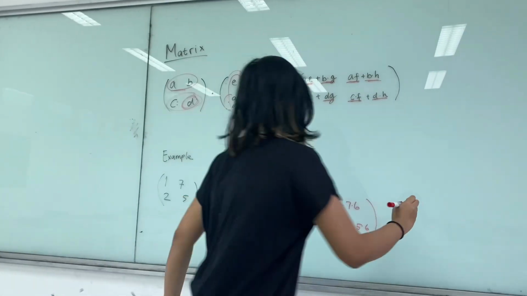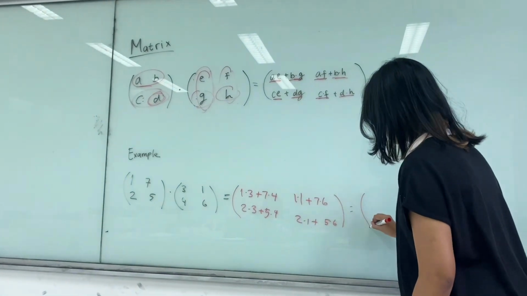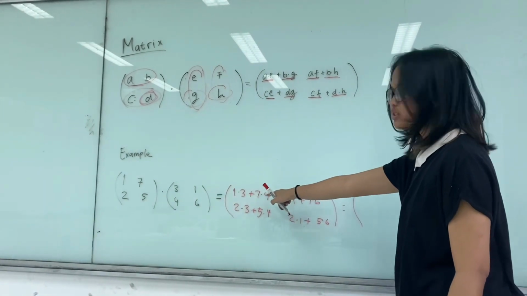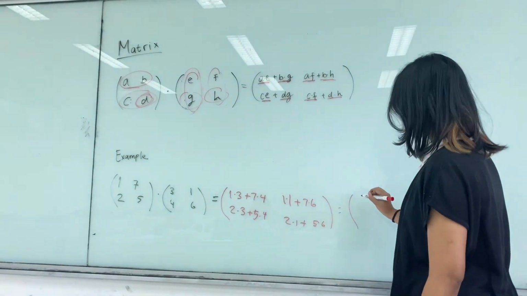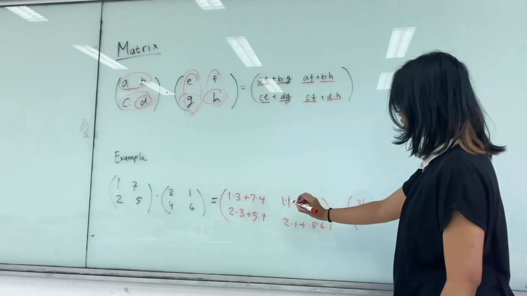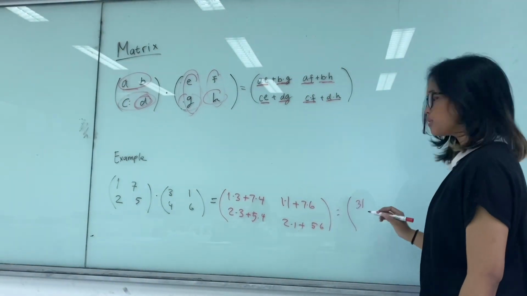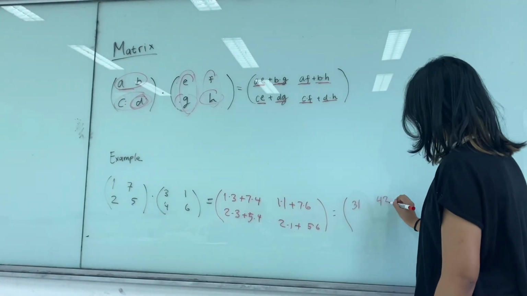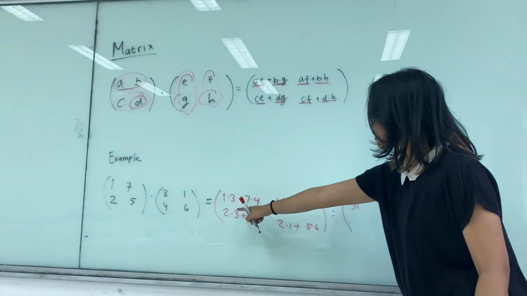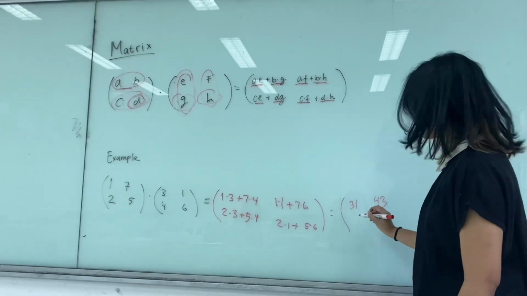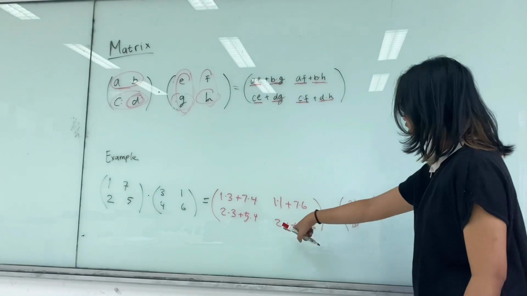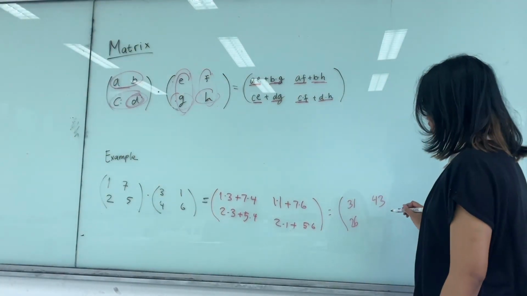Okay, so we can get 3 plus 28, which means 31. Then 1 plus 42, which means 43. Then 6 plus 20 is 26. Then 2 plus 30 is 32.